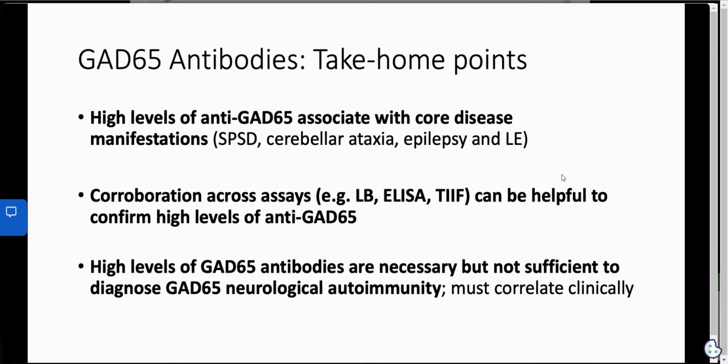So a few take-home points here. High levels of anti-GAD65 associate with core disease manifestations. These include stiff person spectrum disorders, cerebellar ataxia, epilepsy, and limbic encephalitis. Corroboration across assays, such as line blot, ELISA, tissue indirect immunofluorescence, can be helpful to confirm high levels of anti-GAD65, particularly in patients with atypical phenotypes. Important to remember that high levels of GAD65 antibodies are necessary but not sufficient to diagnose GAD65 neurological autoimmunity, and therefore it's always important to correlate a high value with the patient's clinical presentation.